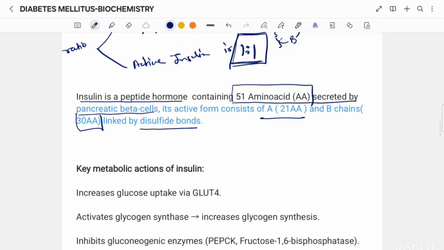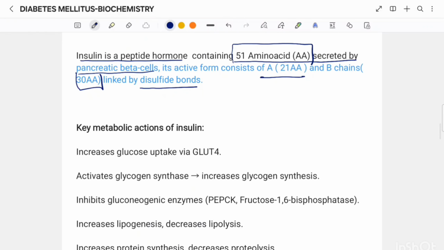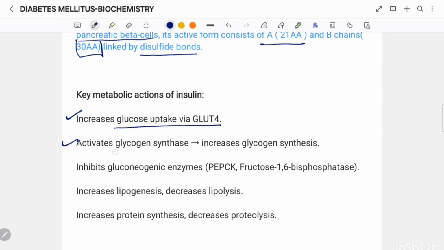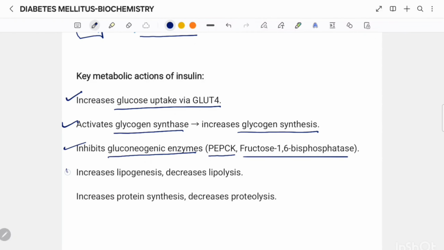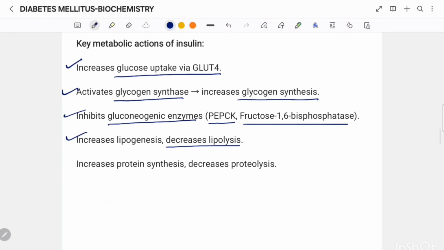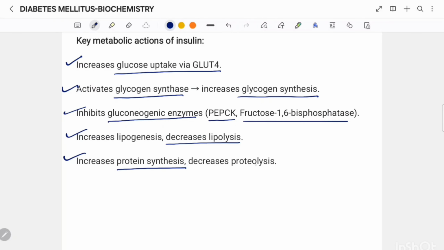Now what are the key metabolic actions of insulin? We have previously discussed it increases the glucose uptake by the muscles and adipose tissue via GLUT4. Second, it activates glycogen synthase, which increases the glycogen synthesis. Third, it inhibits the gluconeogenic enzymes like fructose 1,6-bisphosphatase. Fourth, it increases the lipogenesis and decreases the lipolysis. The fifth one is it increases the protein synthesis and decreases proteolysis. So basically it increases muscle mass.